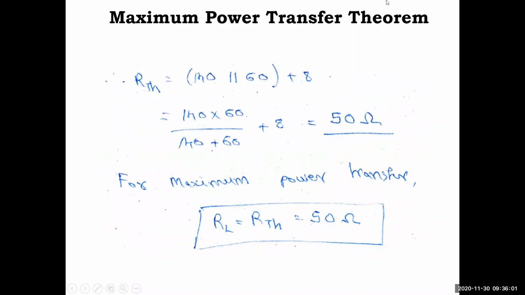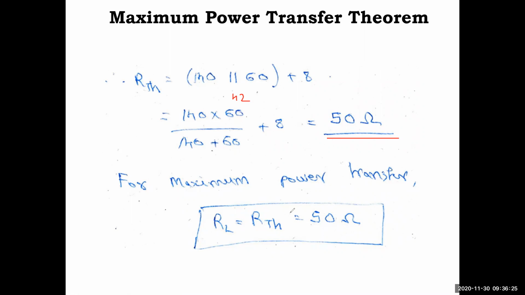So see here, 140 in parallel with 60 plus 8, so 140 into 60 by 140 plus 60. So do this calculation, how much will you get? 200. So 200 means, both zeros will cancel, 2 3s are 14, 3s are 42. You can do this calculation using the calculator also. 42 plus 8, 50 ohm. So this is the RTH.